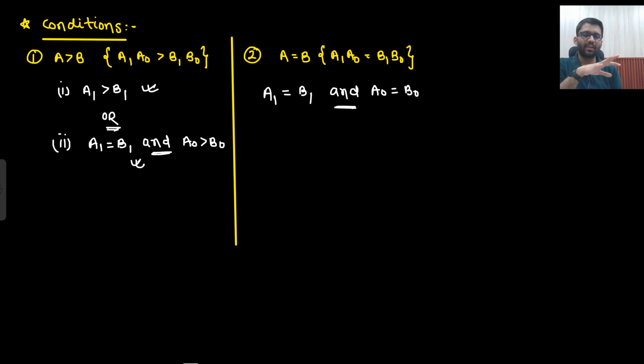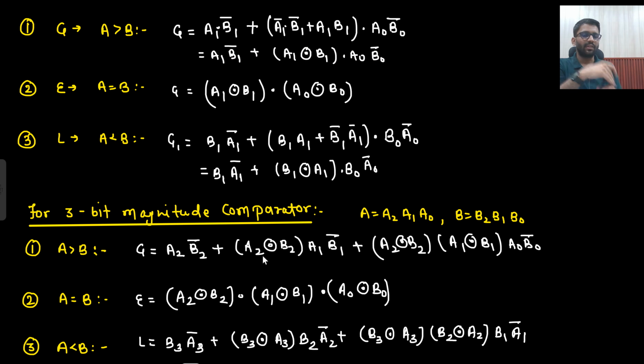And what was the other point? You just need to write down the output. When it will be greater, A1 is greater than B1, all over, or A1 is equal to B1 and A0 is greater than B0, so A0 dot B0 bar. And when they will be equal, A1 B1 should be equal and A0 B0 should be equal. So A1 is equal to B1, A0 is equal to B0. In that manner we have written the final output.